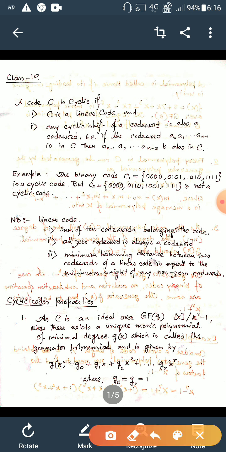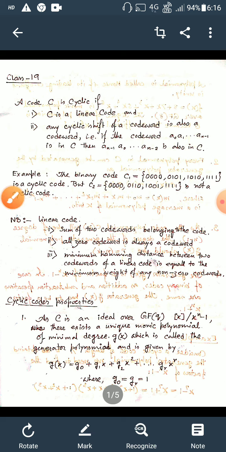Let's take an example so it will be easy to understand. Let the binary code be C1, and the code words are 0000, 0101, 1010 and 1111. Look at 0000: if the 0 at the MSB position is rotated to the next position, the value remains 0, so this creates the same code word.